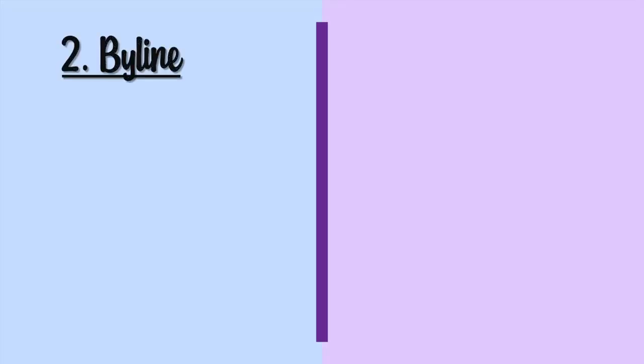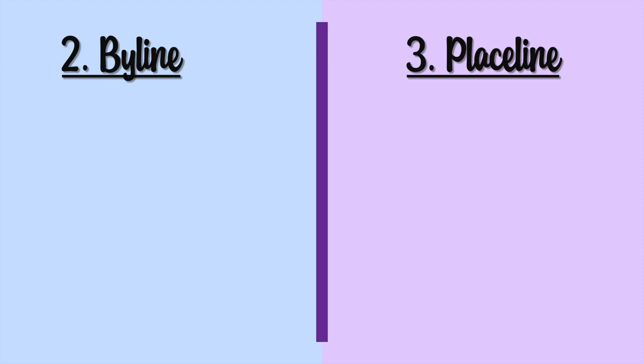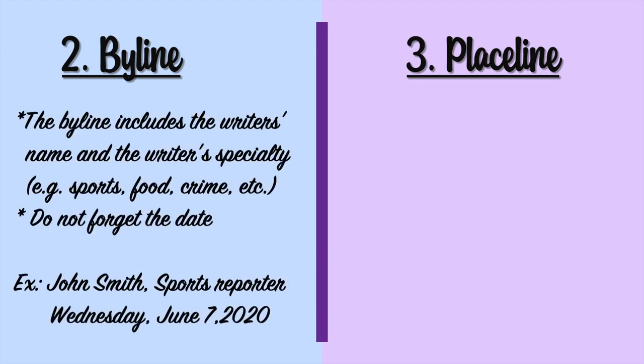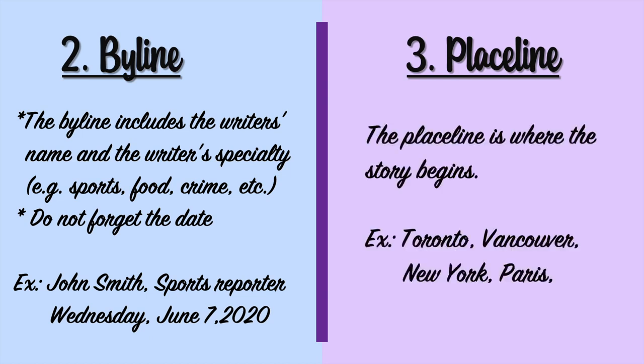Then we have the byline and we have the placeline. The byline includes the writer's name and the writer's specialty. Example, sports, food, crime, etc. Do not forget the date here. Example, John Smith, sports reporter. Date, Wednesday, June the 7th, 2020. The placeline instead is where the story begins. Example, Toronto, Vancouver, New York, Paris, etc.